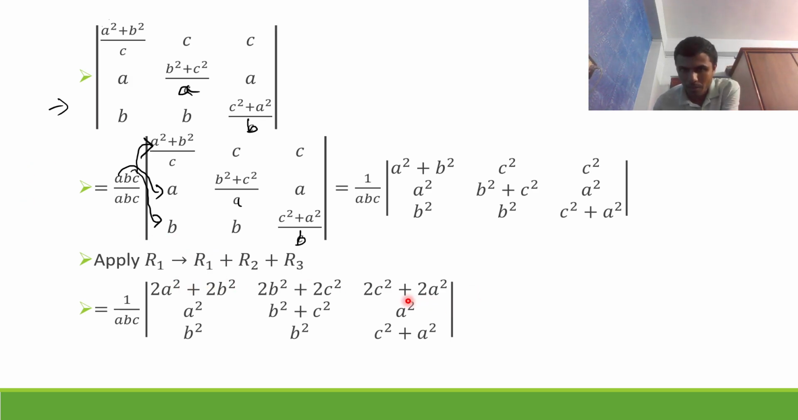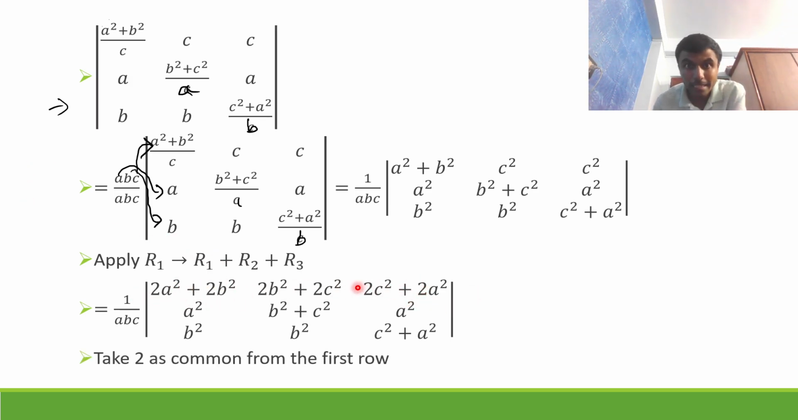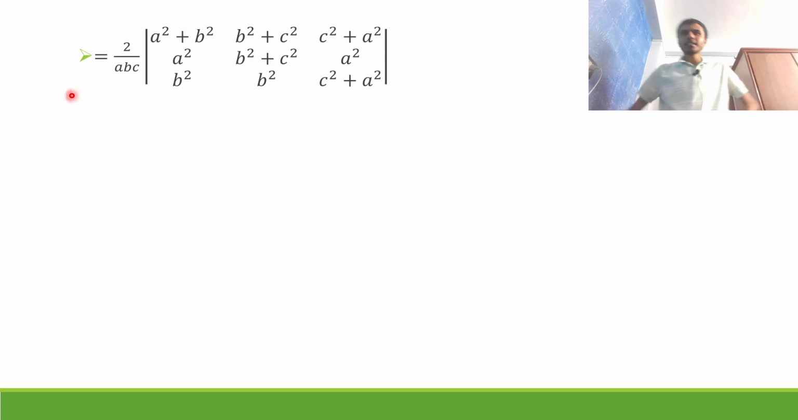In the first row, take 2 common. If you take 2 common in the first row, 2 will come outside. So this is what I get. Now next, what can I do?